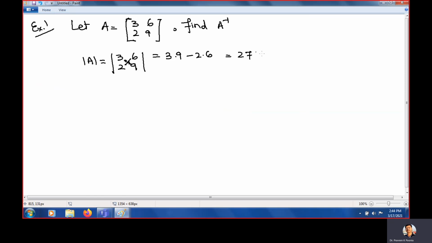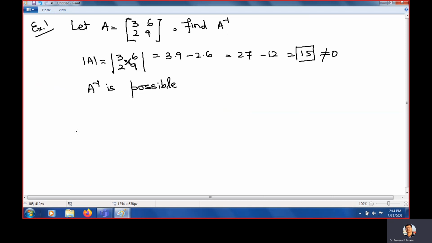3 into 9 is 27. 2 into 6 is 12. And the answer is 15. So the determinant of A is not equal to 0 because we are getting 15 as the answer. So A inverse is possible.